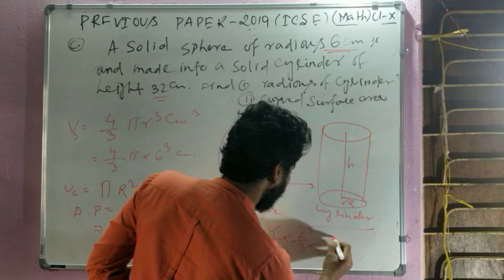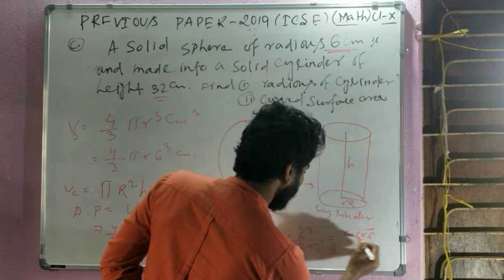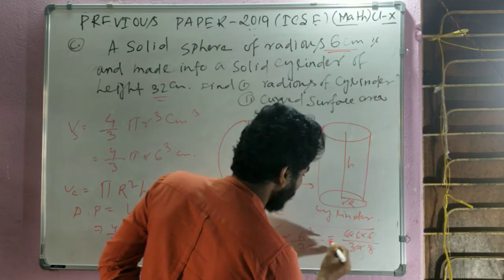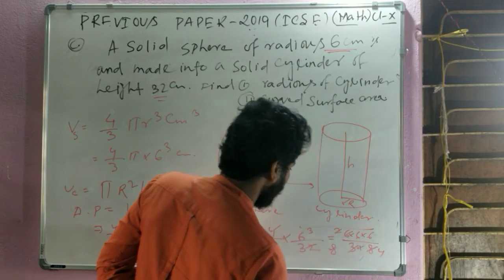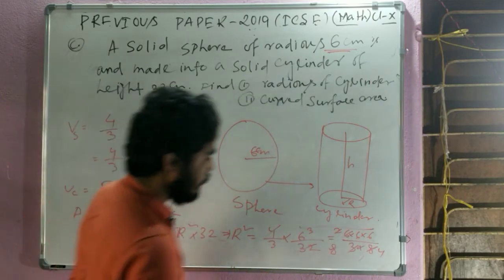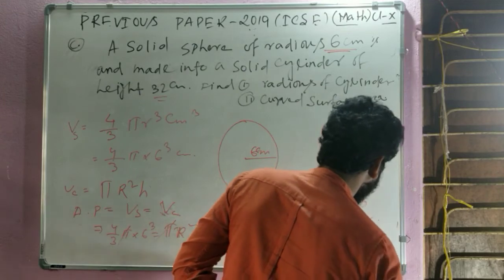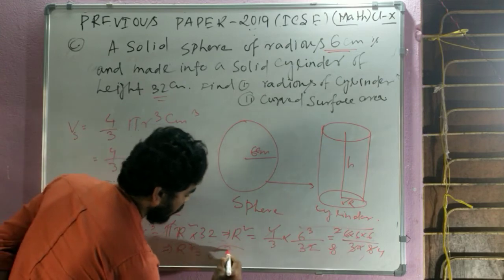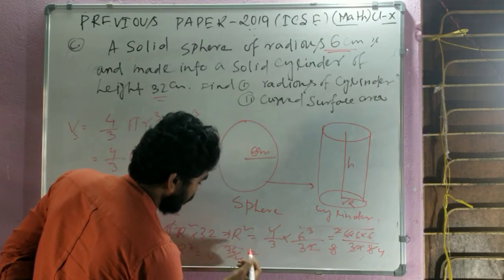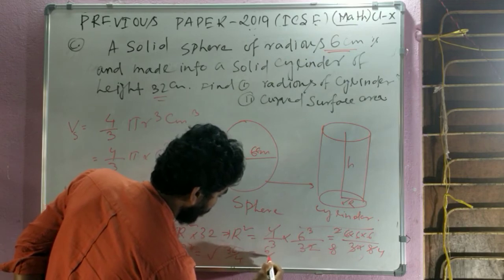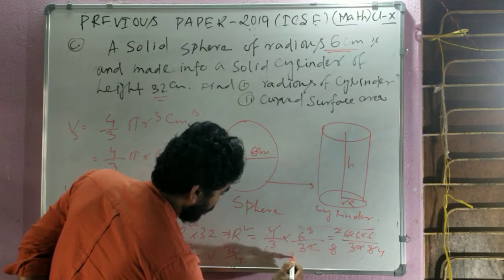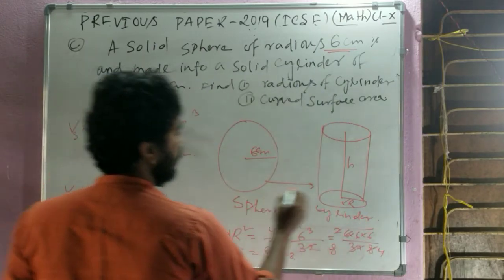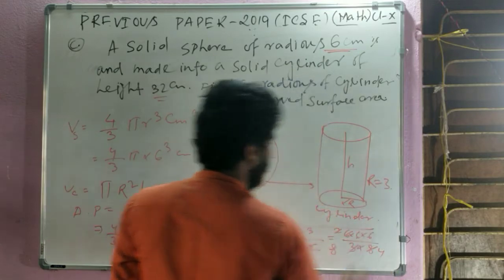6 cube means 6 into 6 by 3 into 8. 3 2's are 6, 2 2's are 4. So 36 by 4. So r square equals root over 36 by 4. So that means 6 by 2, that's 3. So this is equal to the radius of the cylinder. The radius of the cylinder is 3.